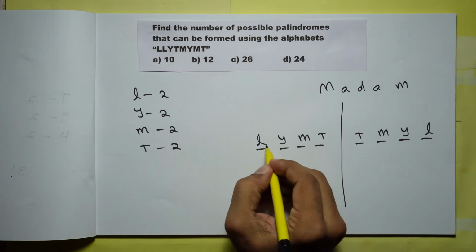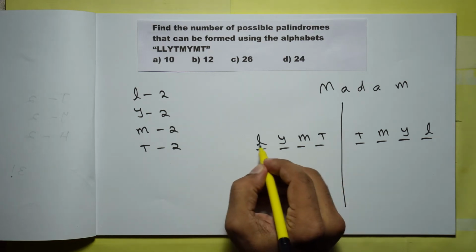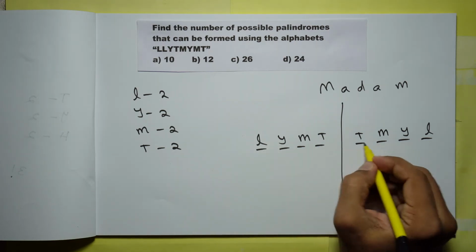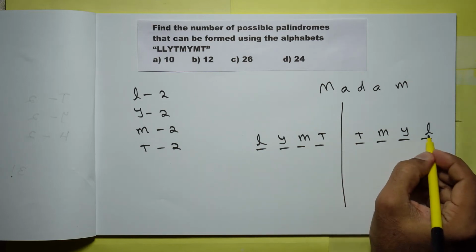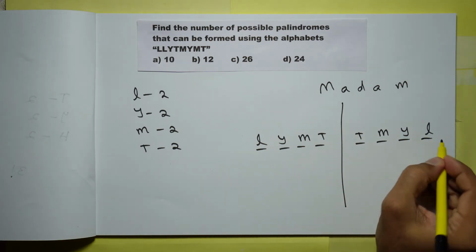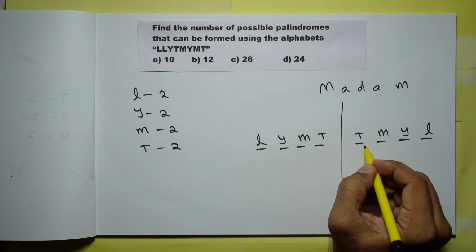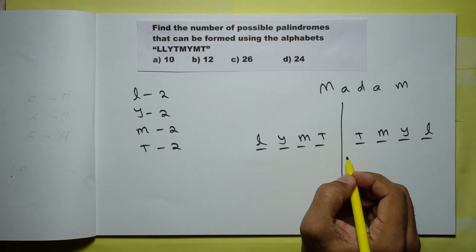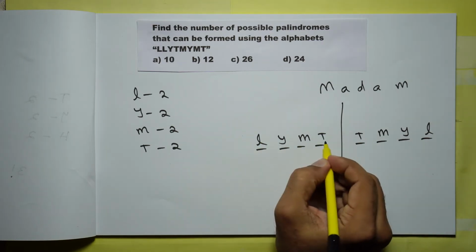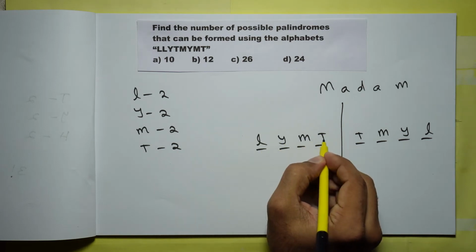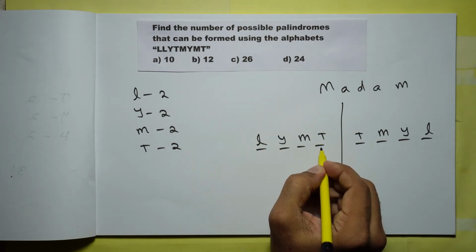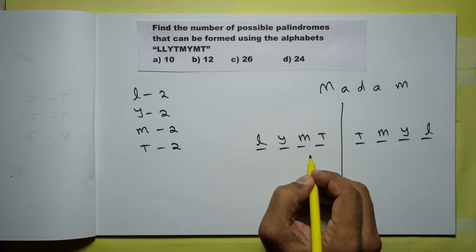And once you fill these 4 spaces with these alphabets, then these spaces will be automatically determined in the same order when it is read from the right. Then it will become a palindrome. So in how many ways can you fill these 4 alphabets in these 4 spaces? That many palindromes are possible.